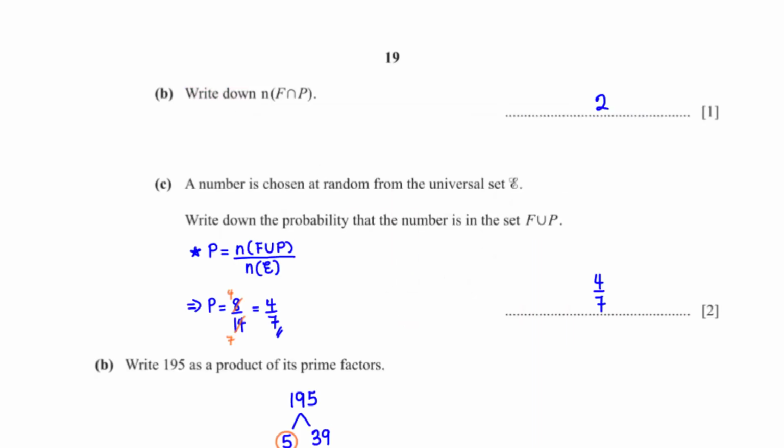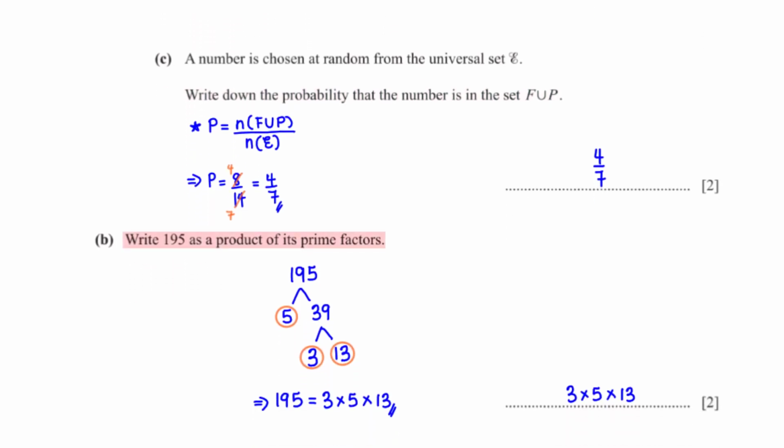A number is chosen at random from the universal set E. Write down the probability that the number is in the set F union P. This probability is equal to the number of elements in F union P, which is 8, divided by the total number of elements in the universal set, which is 14. 2 goes into 8 4 times and goes into 14 7 times. So we have 4 over 7.